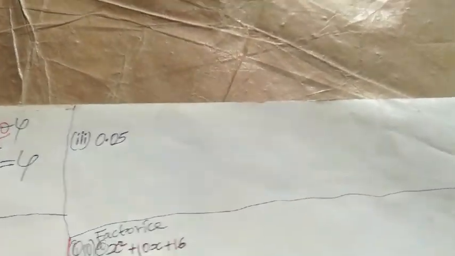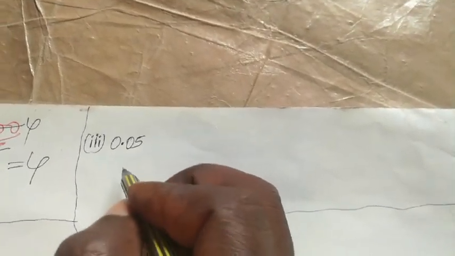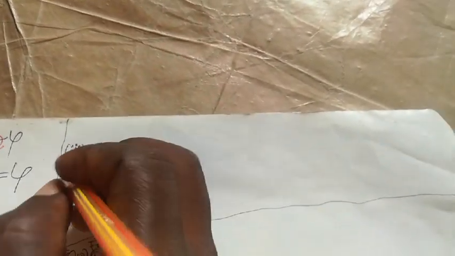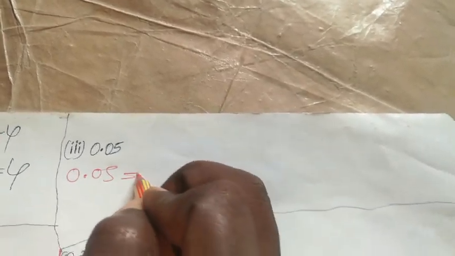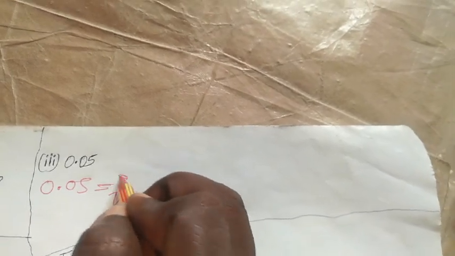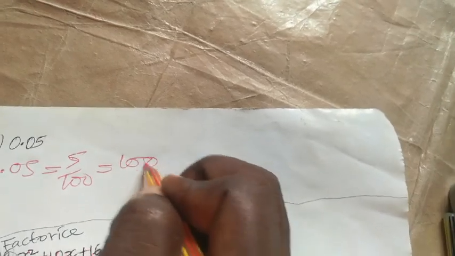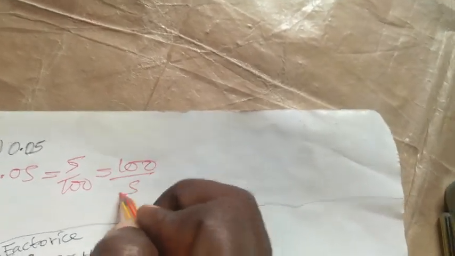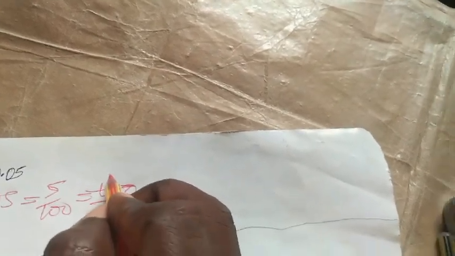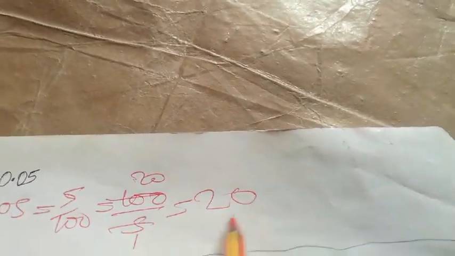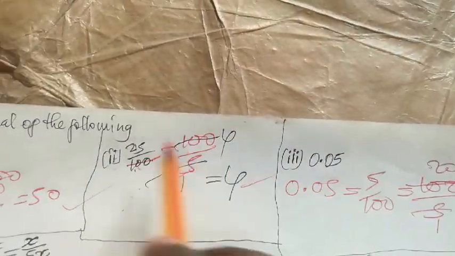For 0.05, its reciprocal will be: 0.05 is the same as 5 over 100, so the reciprocal is 100 over 5, which is 20. The reciprocal of 0.05 is 20, and these are the required answers.